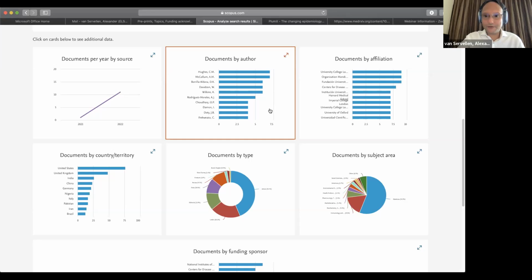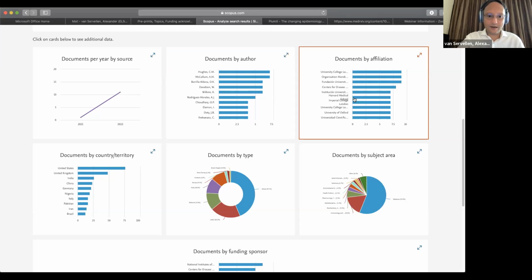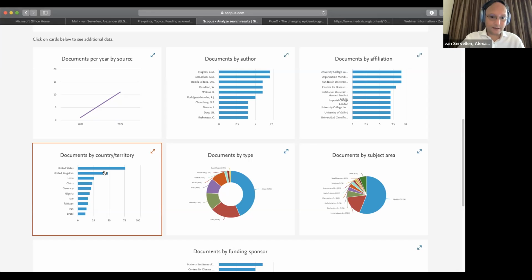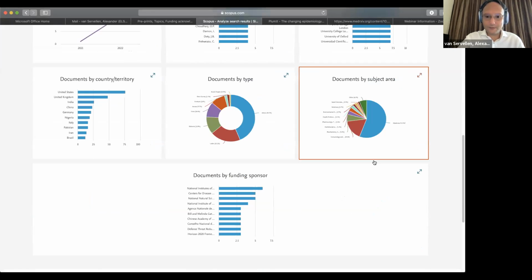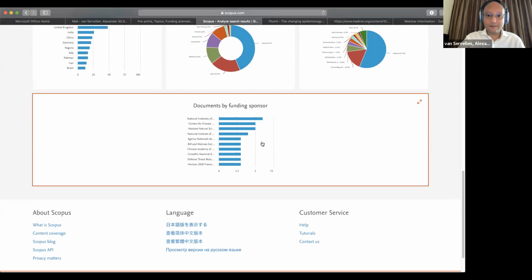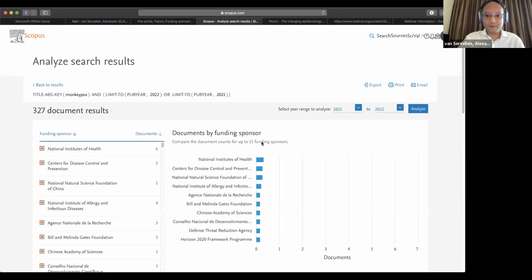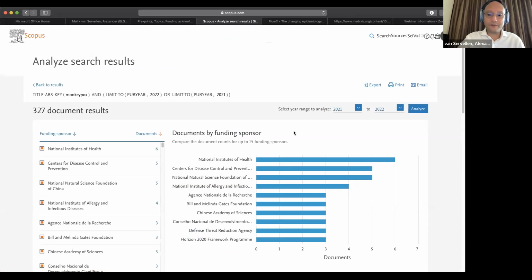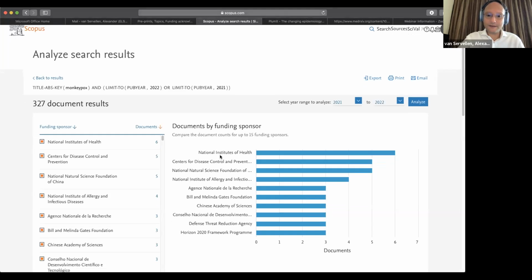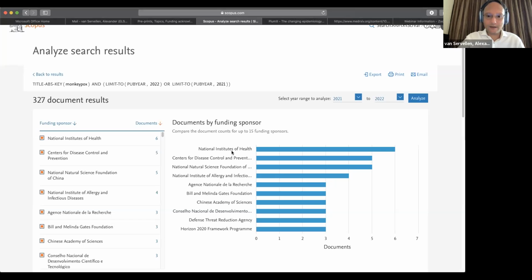So beyond the authors, we can see which affiliations, countries, so yeah, United States, document types, but we can also see the funding sponsor. So remember we talked about funding acknowledgements and seeing who funds a particular paper. Here we can see who has funded. So it's the National Institute of Health, Center for Disease Control, here Bill and Melinda Gates Foundation, here Chinese Academy of Sciences, so to see something that's not American.